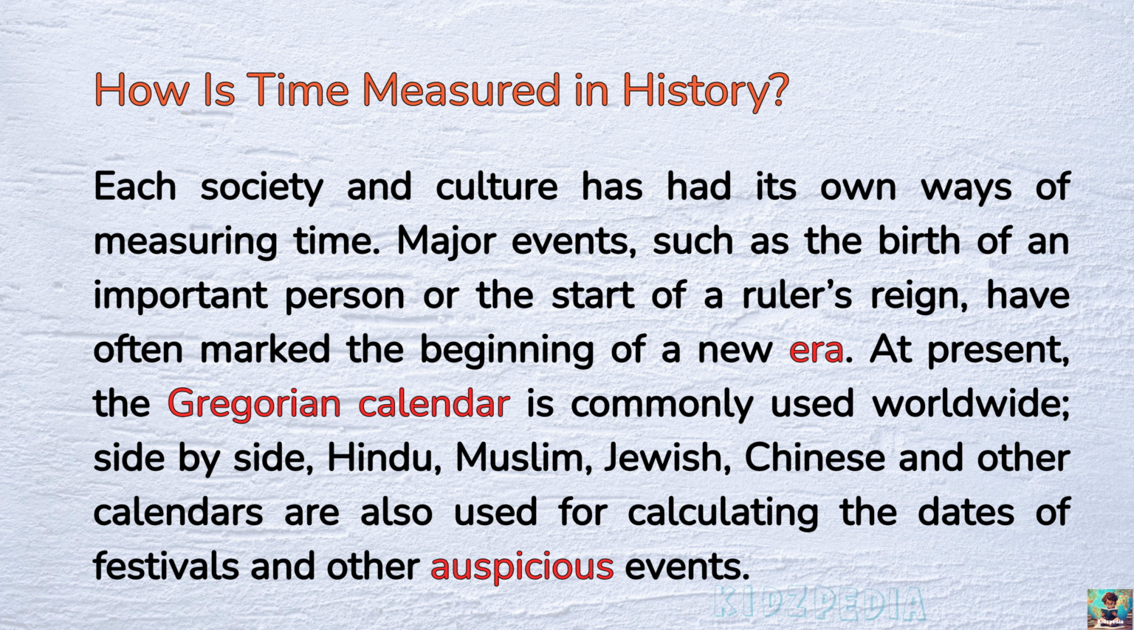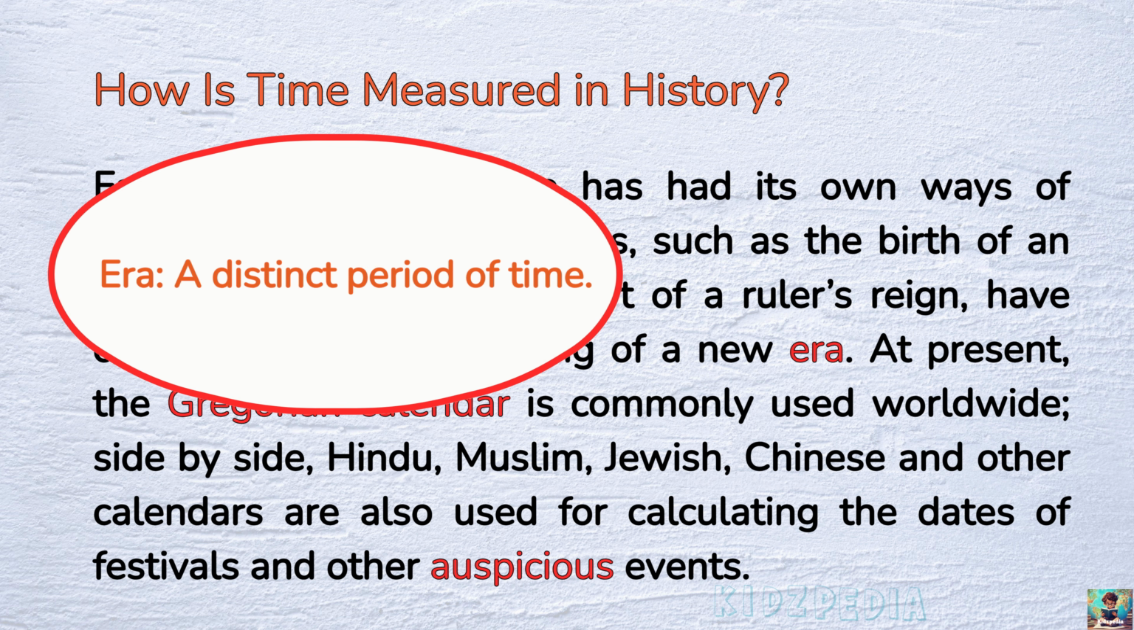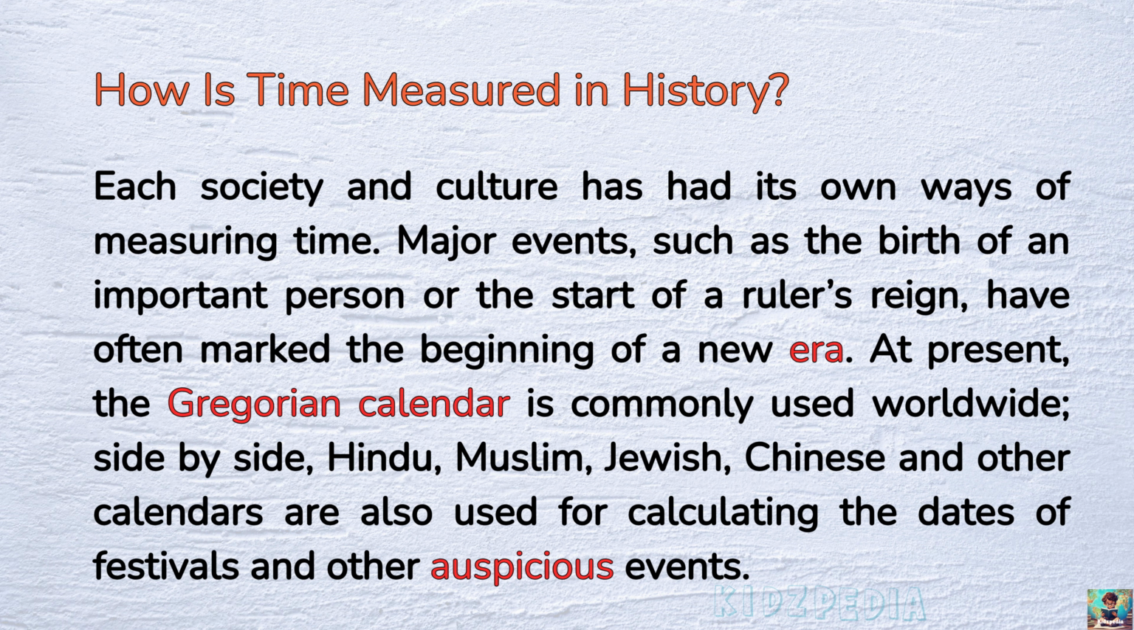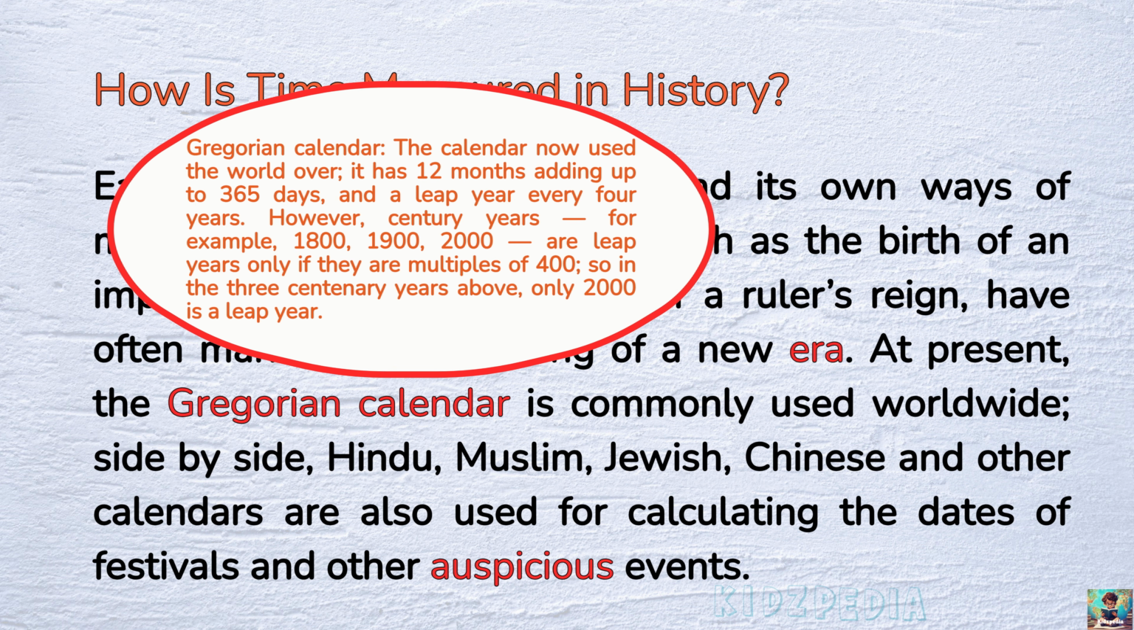The new words we are going to learn here are era. Era is a distinct period of time. It's used to talk about events that happen during that time. Next is Gregorian calendar, the calendar now used the world over. It has 12 months adding up to 365 days and a leap year every 4 years. However, century years, for example, 1800, 1900, 2000, are leap years only if they are multiples of 400. So, in the 3 centenary years above, only 2000 is a leap year.